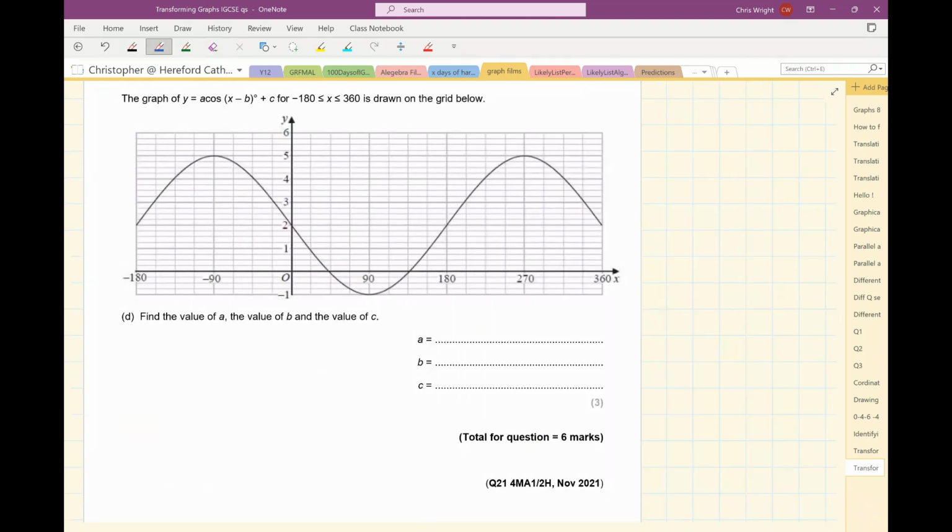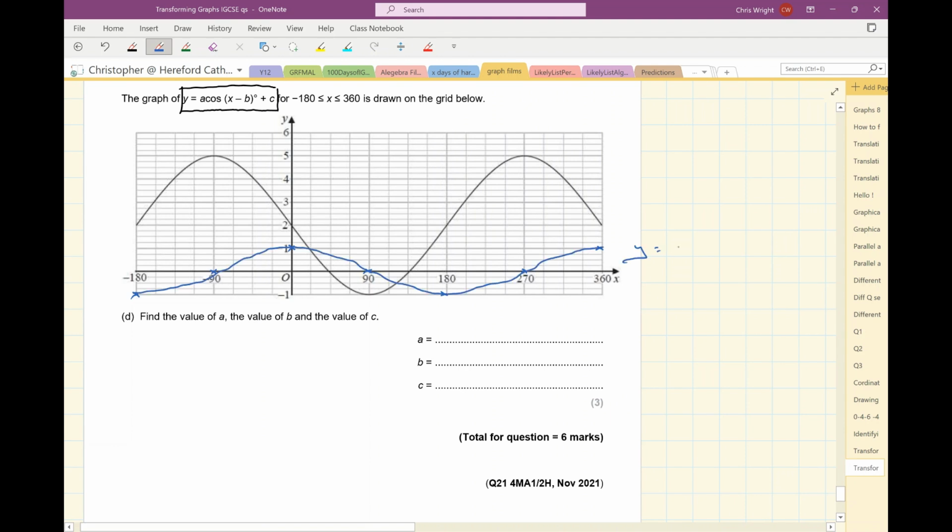The graph of y equals a times cos of x minus b plus c is drawn on the grid below. Find the value of a, the value of b, and the value of c. Right, let's start by drawing our cos curve. It's through here, and here, and here, and here, and here, and here, and here. Right, so here is my standard cosine curve.